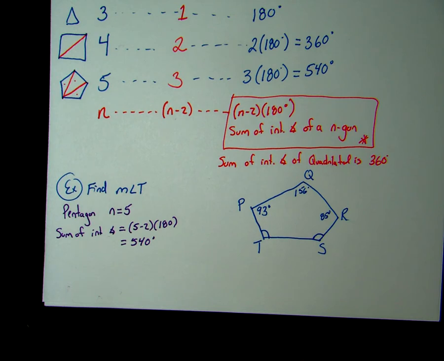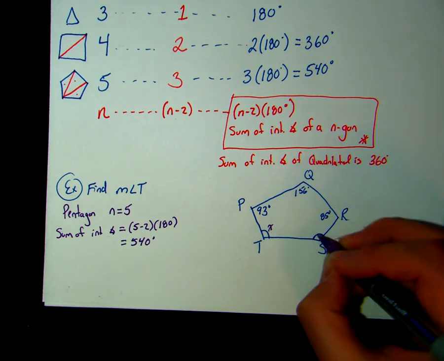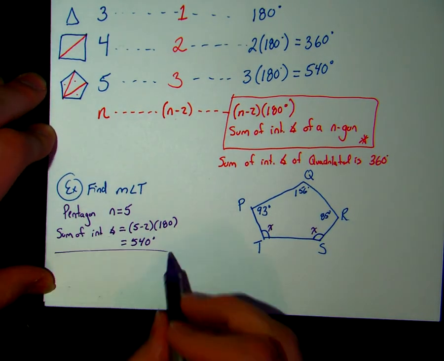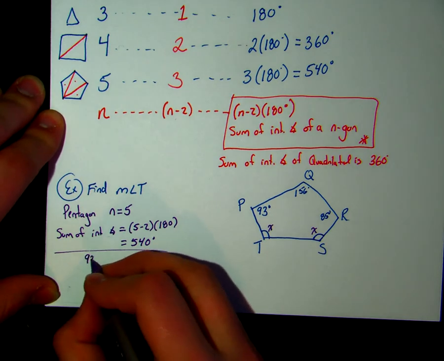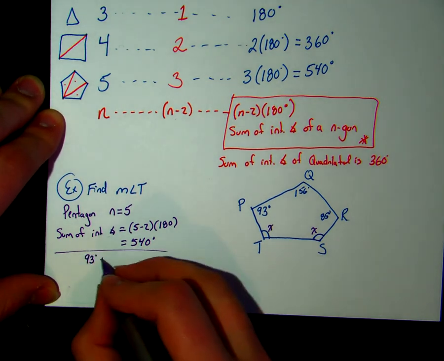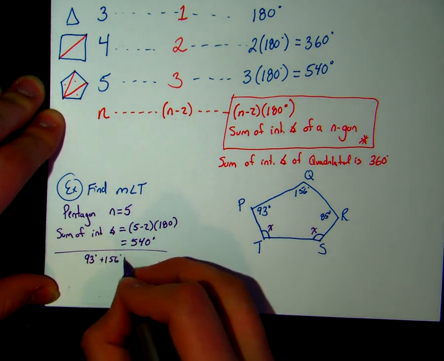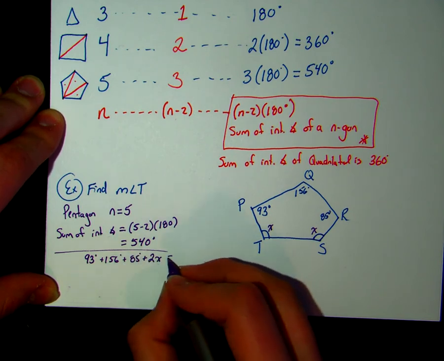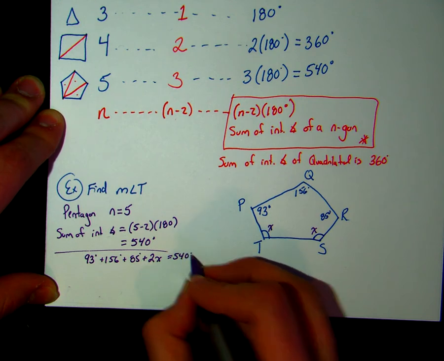All right. So now I have this. I can set up an equation. The fact that I have these congruent tick marks here, I know that the measure of angle T is equal to the measure of angle S, so I can use the same variable for those. And then we just set up an equation. So the angle measurements are 93, 156, 85, and I have two x's, and they add up to 540 degrees.